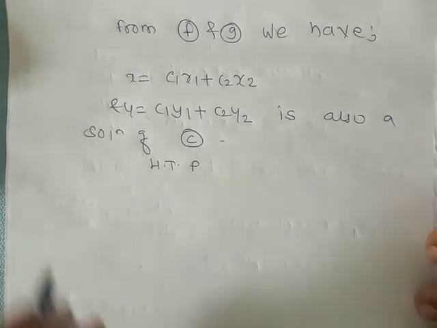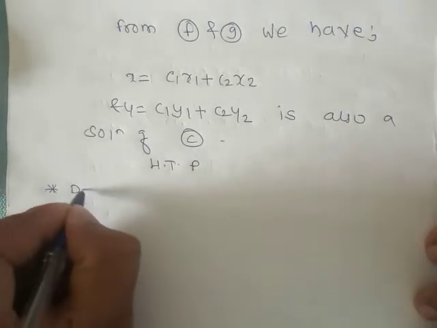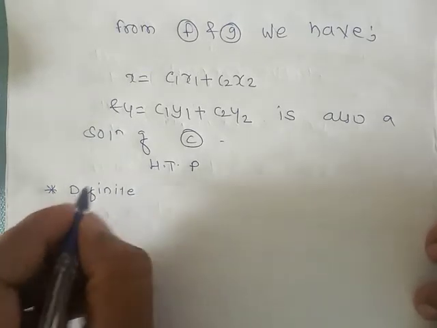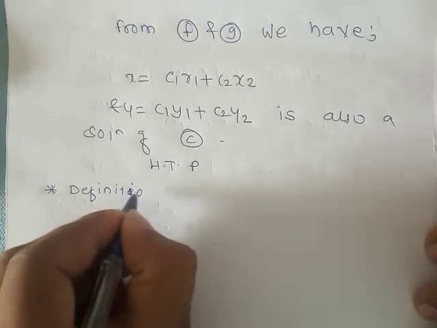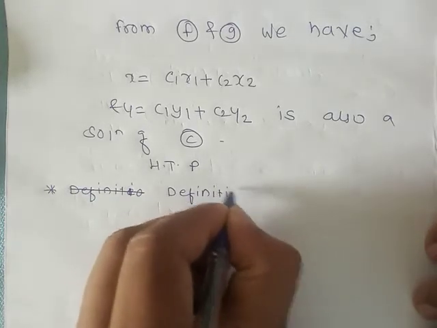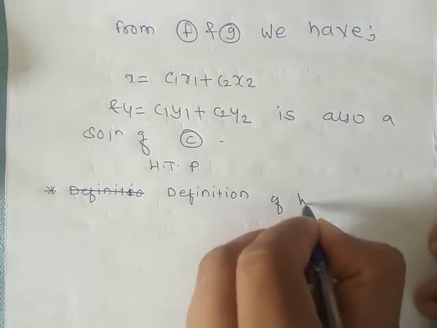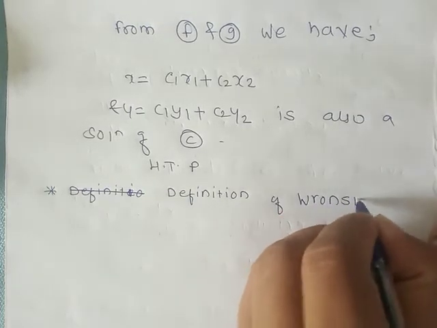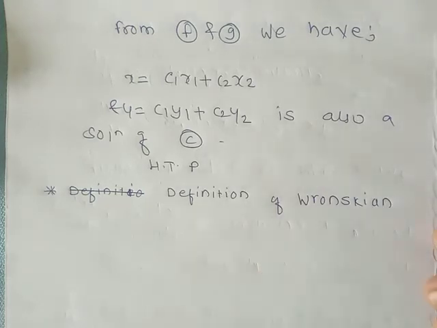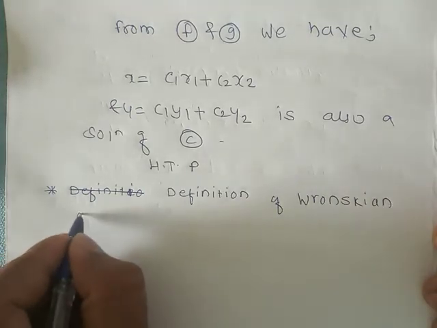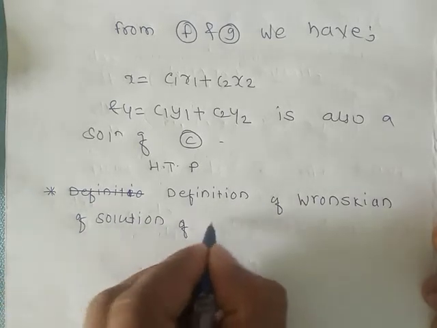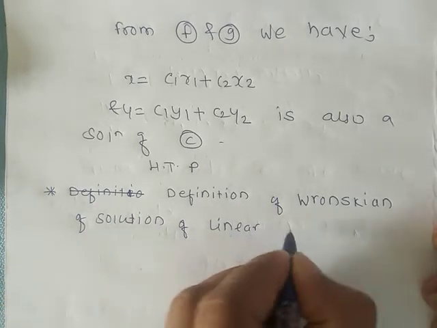Now next we have the definition of the Wronskian of solutions of a linear system.